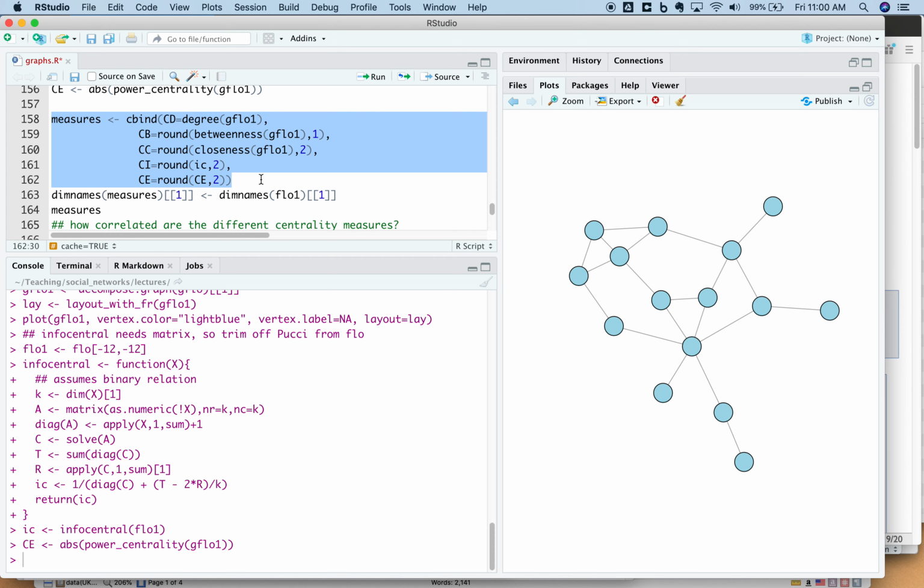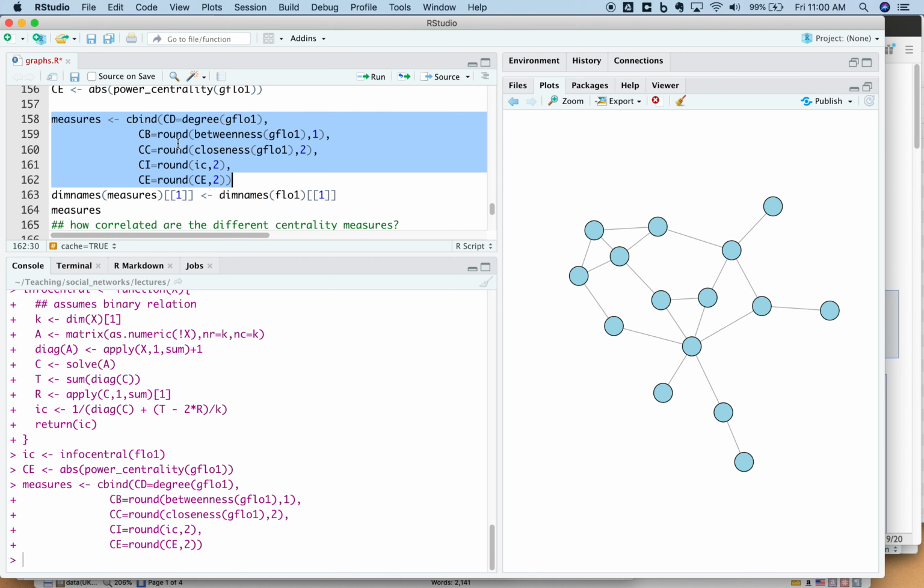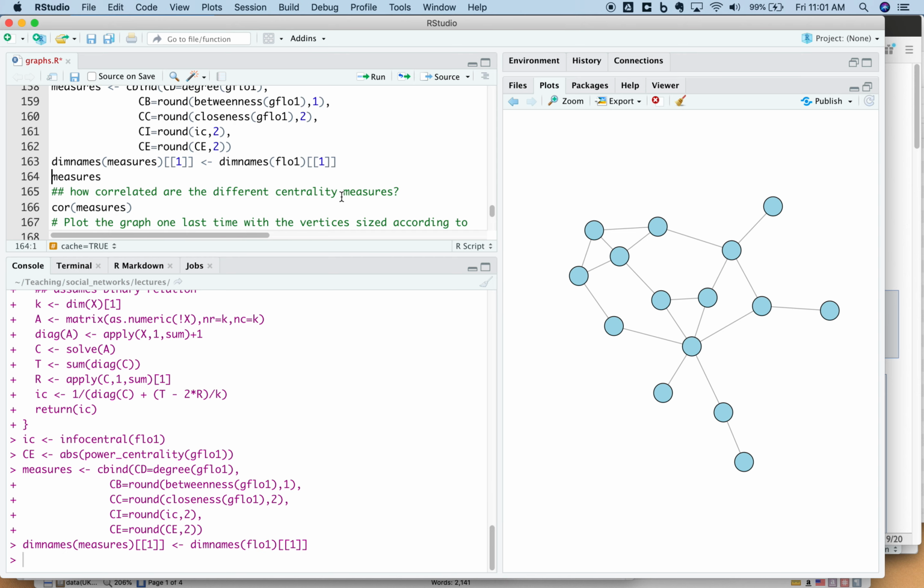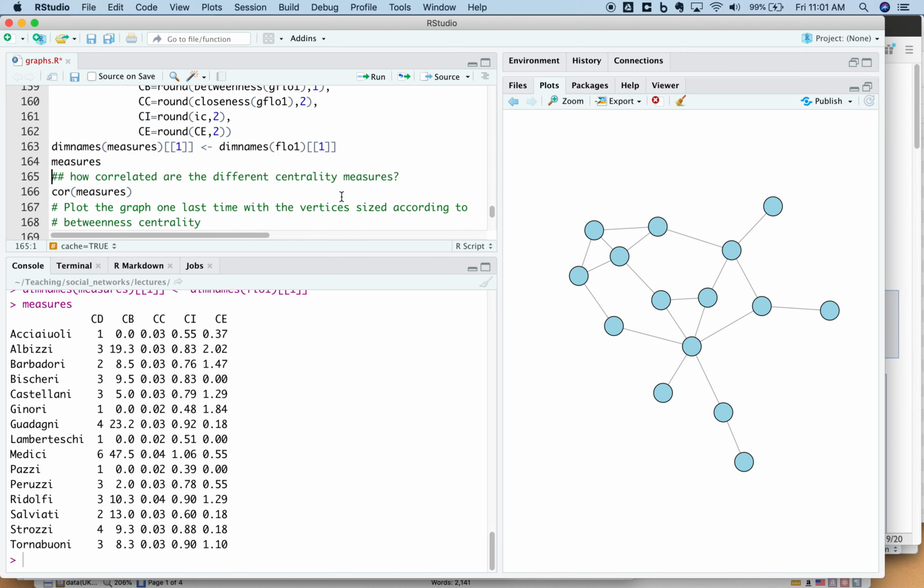We'll do that. So we're calculating degree, betweenness, closeness, and then we're adding in the two we just calculated, the information centrality and the Bonacich eigenvalue measure. We'll give them the dimnames of the family names from the Florentine marriage data, and we'll look at these. So we have as columns all the different centrality measures, and as the rows the different families.